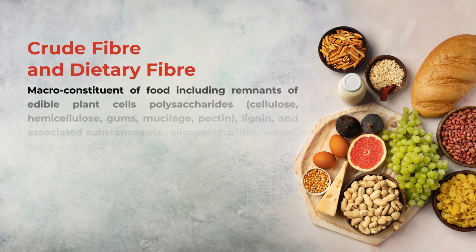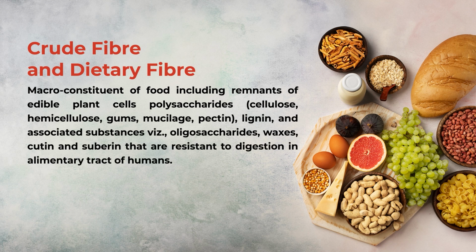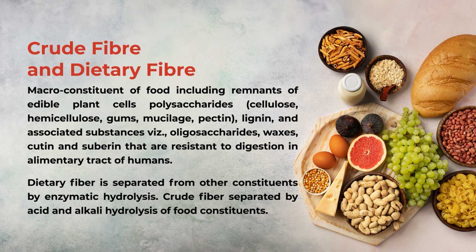Let's see. We take macro constituents of food, including remnants, edible plant cells, polysaccharides, oligosaccharides, wax, cutin. Dietary fiber is separated from these constituents by enzymatic hydrolysis. Crude fiber is separated by acid and alkali. The difference is crude fiber will not be digested by enzymes, and will only be digested by the acid and alkali.